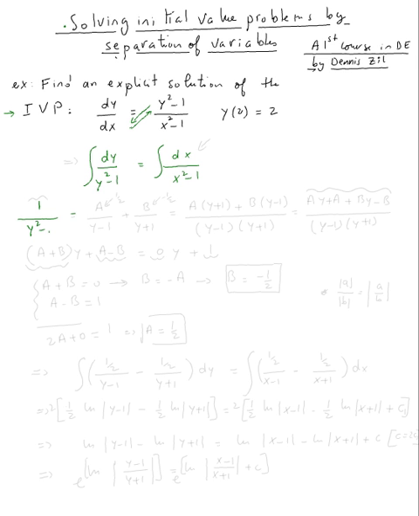Now how do we use that? This is the same thing as A over y minus 1 plus B over y plus 1, because if you factor y squared minus 1, you're going to get y minus 1 times y plus 1. Now to add the fractions, the common denominator will be y minus 1 times y plus 1.